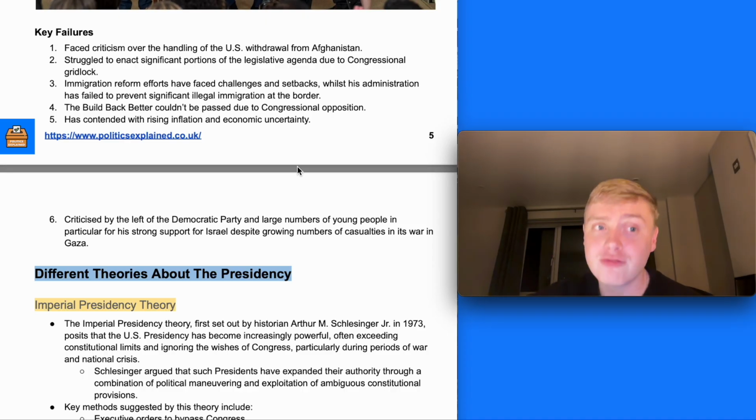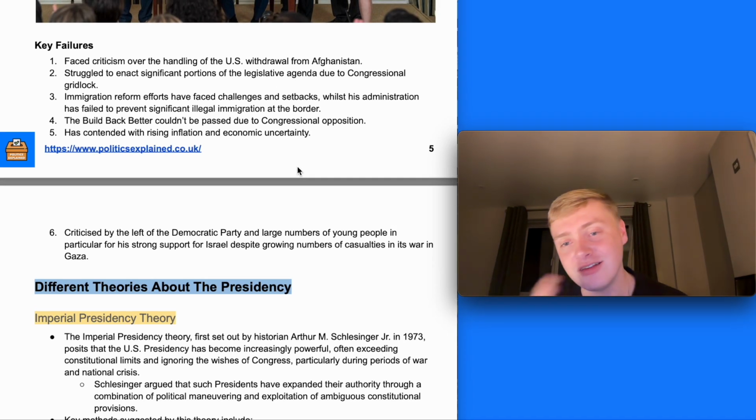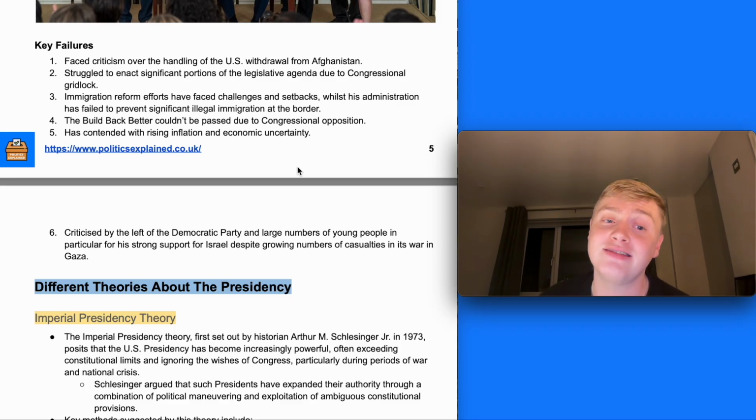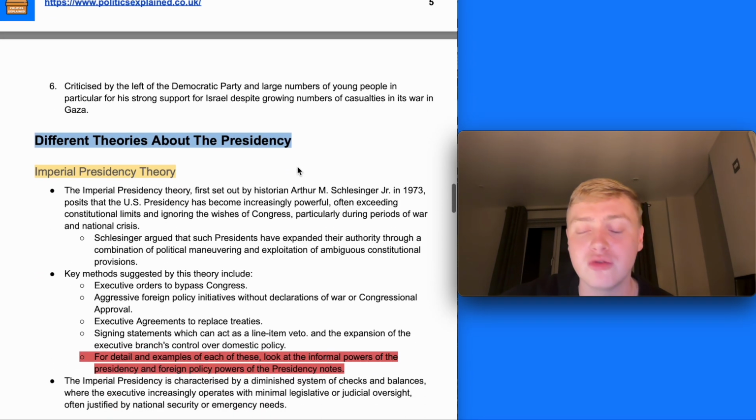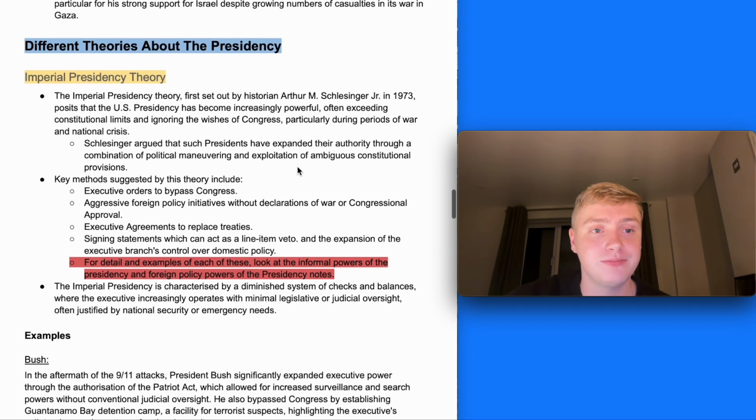So that's a quick recap of the key failures, intentions, and key successes of different presidents. What we're going to have a look at now is different theories about the presidency. These will be really useful to bring into your essays.